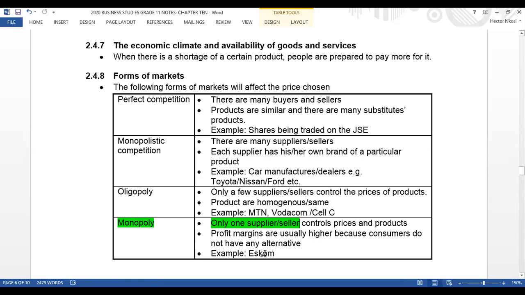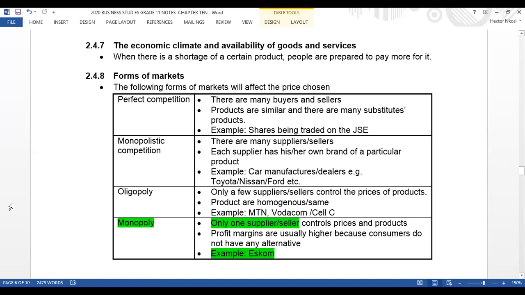And the example of monopoly basically can be ESCOM, right? Because we know that ESCOM is the only service provider that gives us electricity, basically, right? So there's no other service provider that can give us electricity except ESCOM. So ESCOM will be regarded as a monopoly.